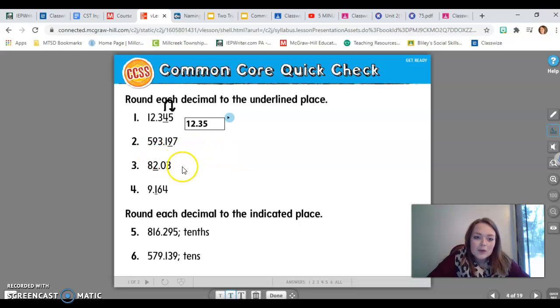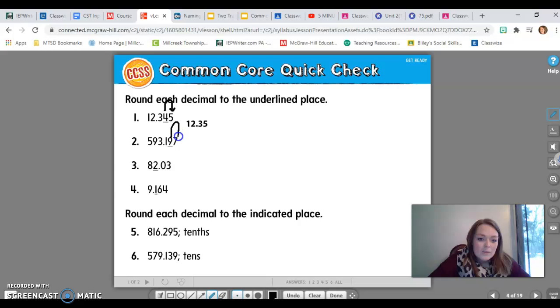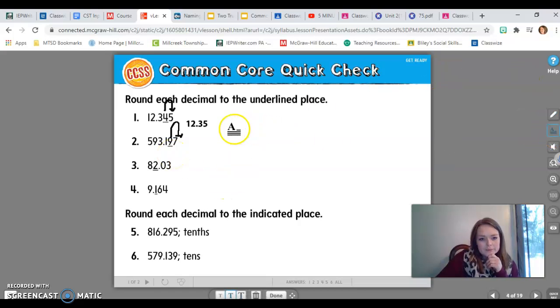Let's look at number 2. We have 593 decimal 197 hundredths. We are rounding to the nearest hundredth. So we're going to look at our 9 and our 7. Okay. So I have a 7. Am I going to bump it up or keep it the same? Going to bump it up. Everything else is going to stay the same. I'm only changing the hundredths place.